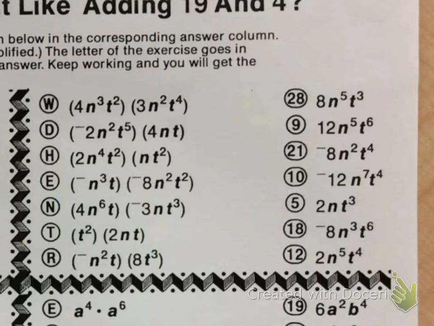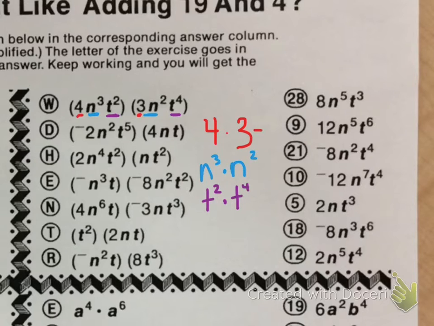All right, let's go to these ones. These ones have a little bit more of a challenge with them because we have multiple variables. So I'm going to do that first one. I see plain numbers, 4 and 3. So 4 and 3 will be their own problem. And then I see n's, so n's will be their own problem. So I've got n to the 3rd times n squared. And I have t's, so t's will be their own problem.